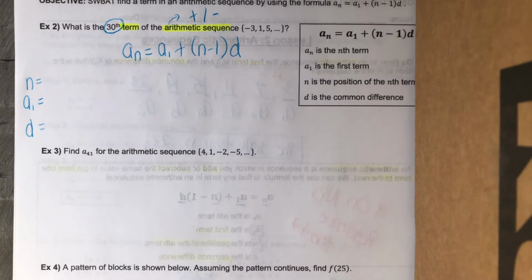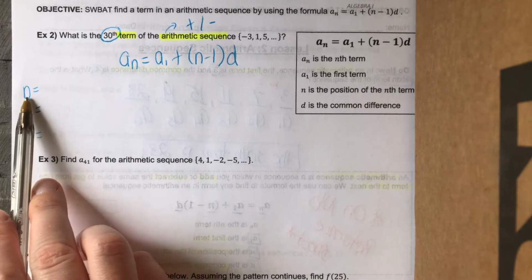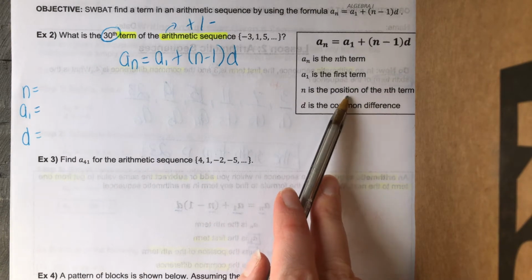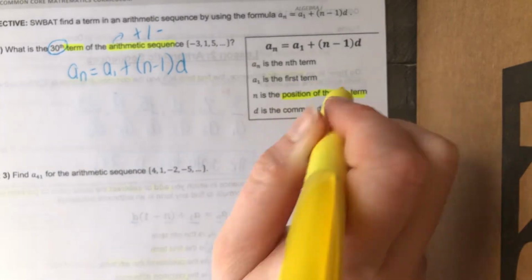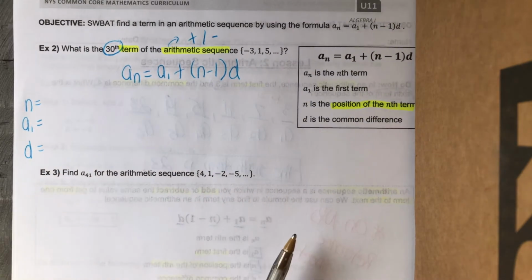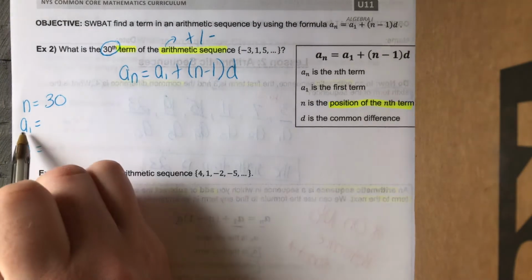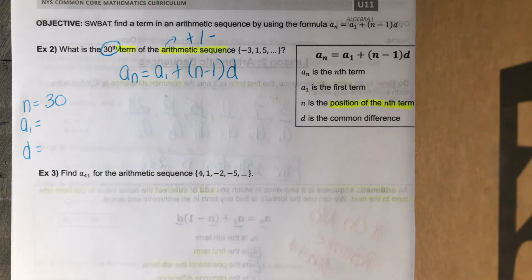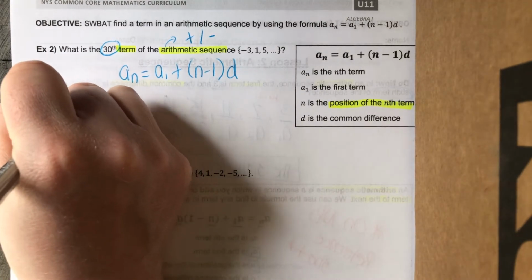Let me move this up a little so you can see it clearly. Okay, just as a refresher, n is the position that I'm looking for. So let me highlight that. I'm looking for the 30th term, so I know that n is going to be 30. a sub 1, you learned yesterday, is the first term. So the first term is -3.